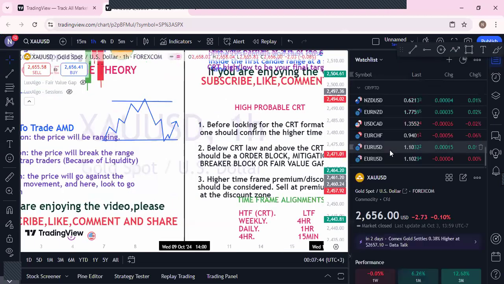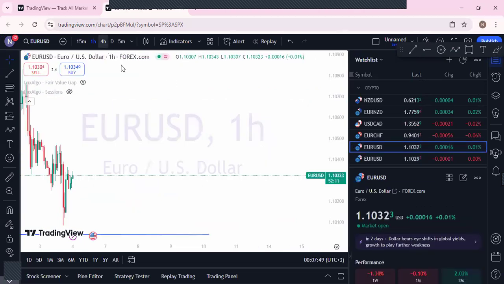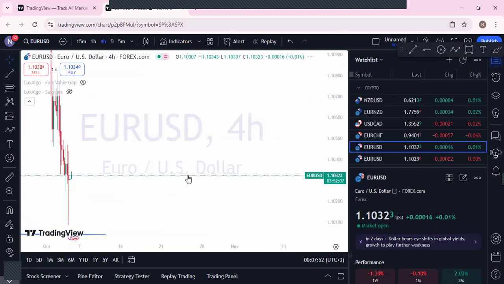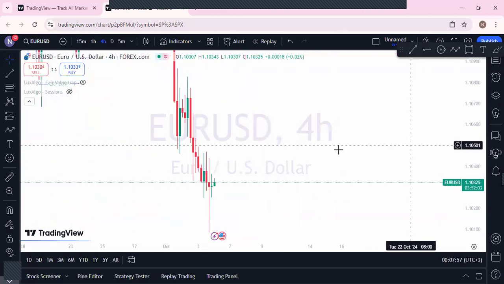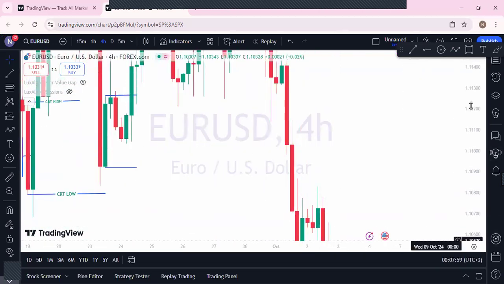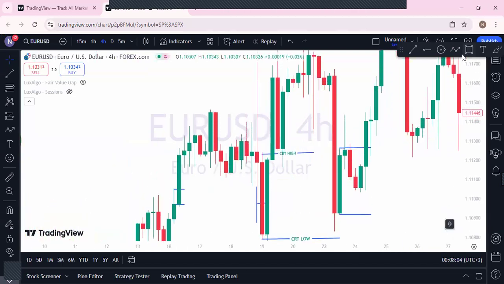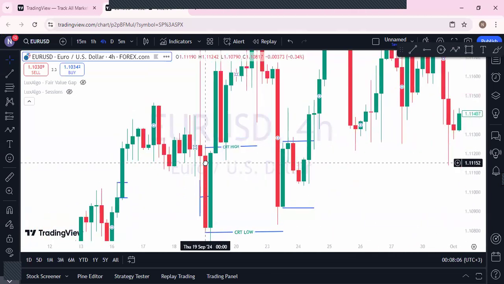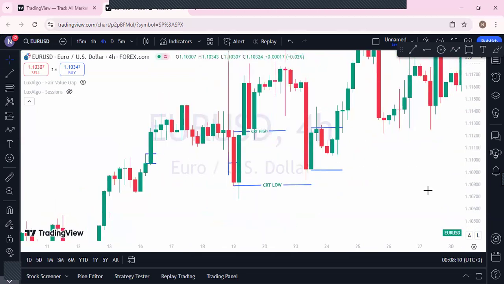For example, let's use the Euro USD. Let's check on the Euro USD. Let's use 4-hour time frame. So guys, this is one of them. This is one of the CRT candle. I want to show you that.